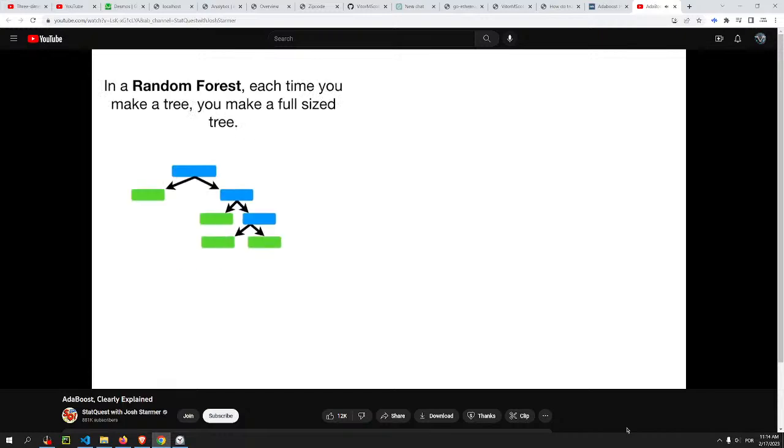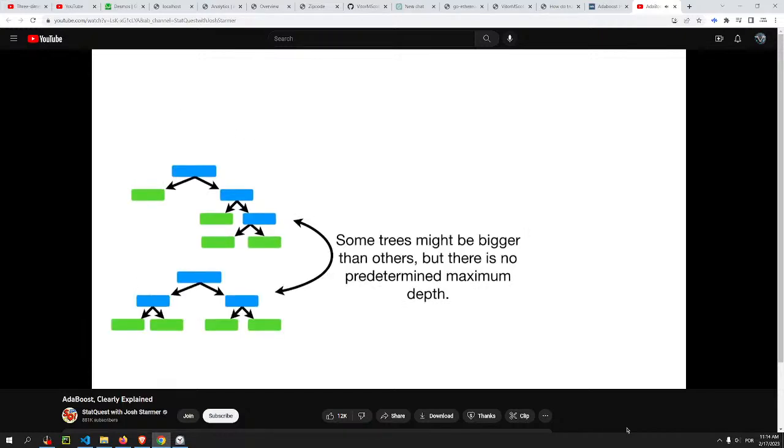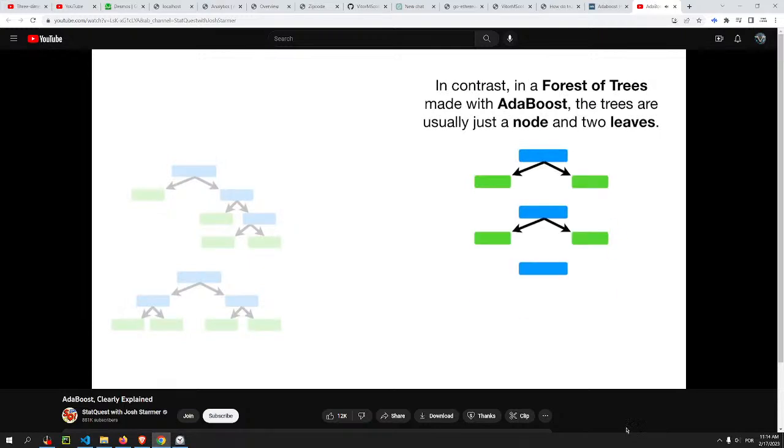In a random forest, each time you make a tree, you make a full-sized tree. Some trees might be bigger than others, but there's no predetermined maximum depth. In contrast, in a forest of trees made with AdaBoost, the trees are usually just a node and 2 leaves.